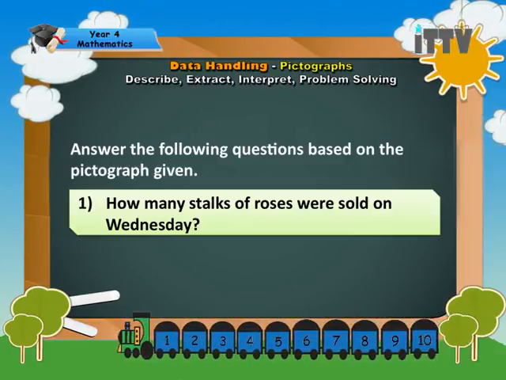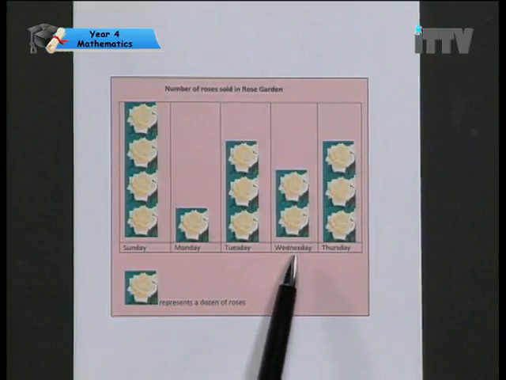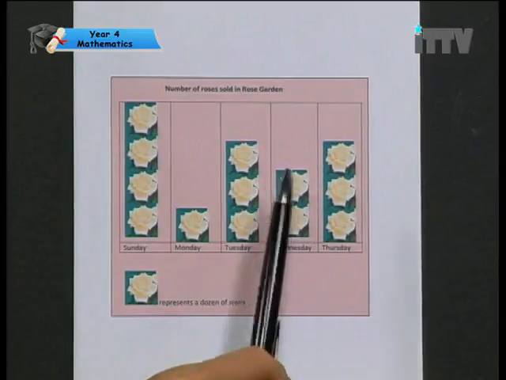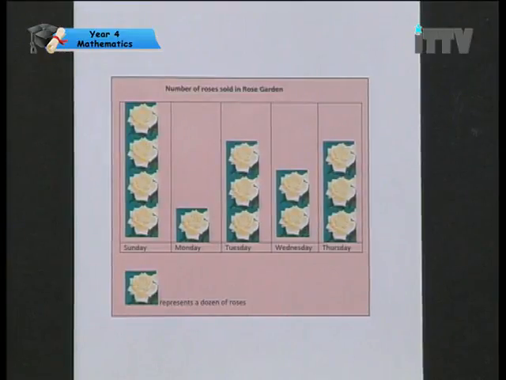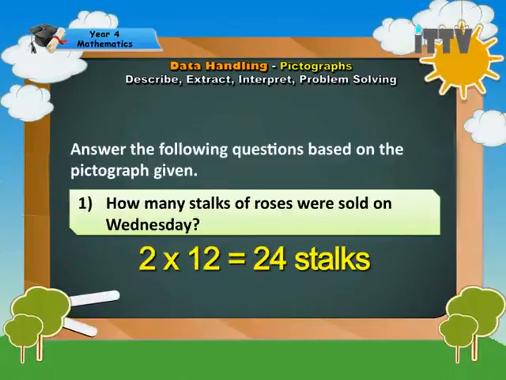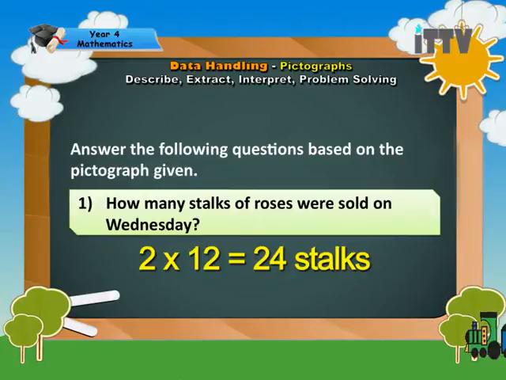Alright, now the question wants us to find how many stalks. Now let's take a look. Wednesday. Where is it? Here it is. Now Wednesday, number of roses sold. Let's check. We have 1 picture and 2 pictures. Each picture represents a dozen of roses. 2 pictures would therefore be 2 times 1 dozen, which is 2 dozens. Now how many stalks are there in 2 dozens of roses? 2 times 12. That is 24. 24 stalks of roses. So that is our answer. 24 stalks of roses were sold on Wednesday.